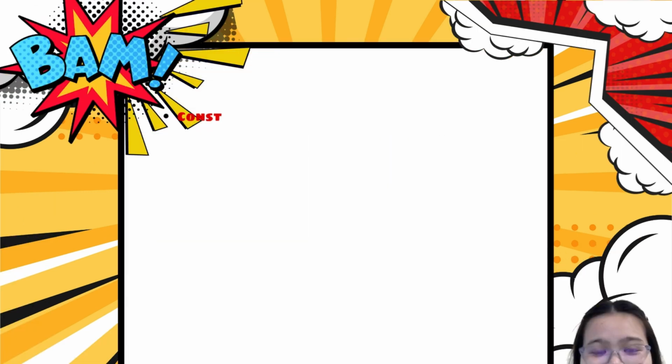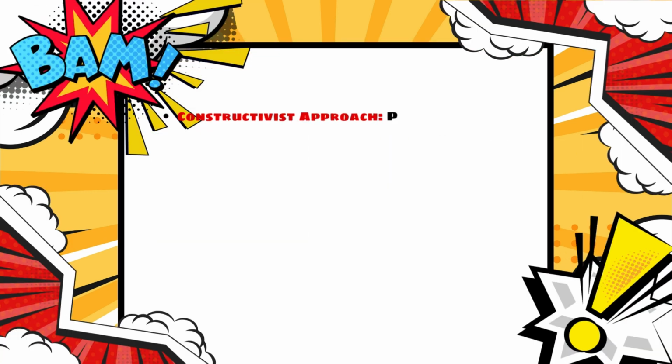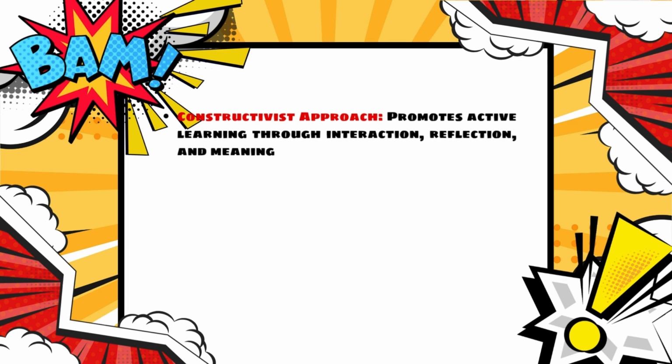For our part 3, which is the pedagogical and technological choices, pedagogically, we apply the constructivist approach, which centers on active learning. Students don't just consume content, they interact, reflect, and construct meaning through various tasks. We also use differentiated instruction, catering to various learning styles.